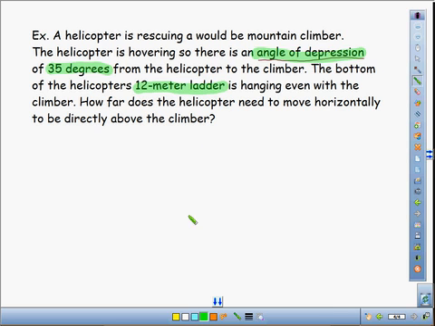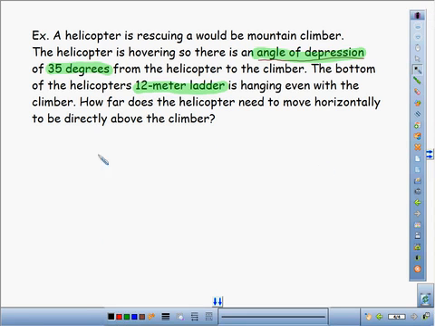Alright, so we've got some important things there. I highlighted all my numbers so I could see where they were. And now I need to draw a picture. So, got a helicopter. These are always funny. Helicopter.